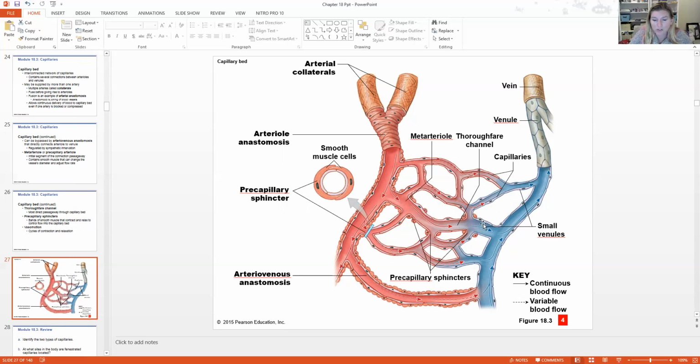The thoroughfare channel you see here leads eventually to our venous side, where we have our small venules leading to our larger venule, which fuses into the medium veins, which fuse into the large veins, which dump back into the heart, right? So that's the whole passageway. That's the whole sequence of events.